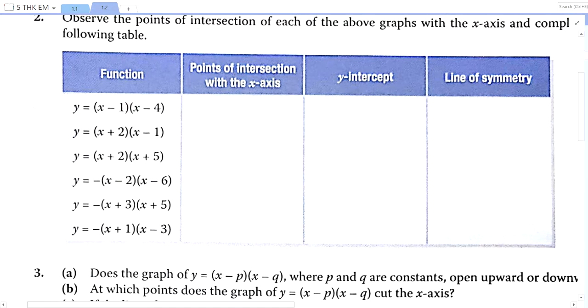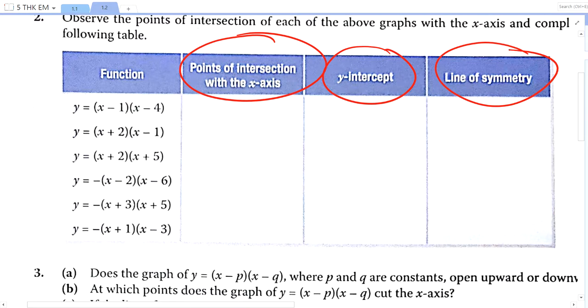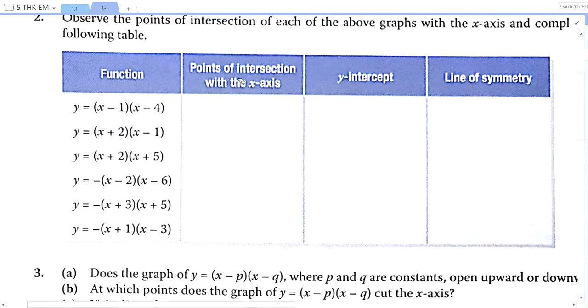Is it fun? Using what we have learned in the previous topic. Here we have points of intersection with the x-axis that we need to find out. We've got a y-intercept, we've got a line of symmetry. Aren't they the same information that we needed for the previous topic? Which one would you like to do first? X-intercept, y-intercept, or line of symmetry? Up to you. Okay, let's do x first.